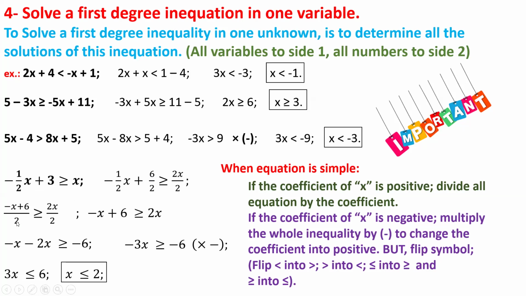Why did I do this step? Now I can say the over 2 here cancels the over 2, as if I am multiplying all the inequality by 2. So I get minus x plus 6 greater than or equal to x. Also now I continue: all x to side 1, all numbers to side 2. After that I get minus 3x greater than or equal minus 6. My coefficient is negative, so I change it into positive. It becomes 3x less than or equal 6. Now I divide all the inequality by 3. I get x less than or equal 2.